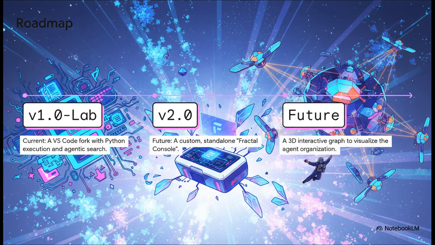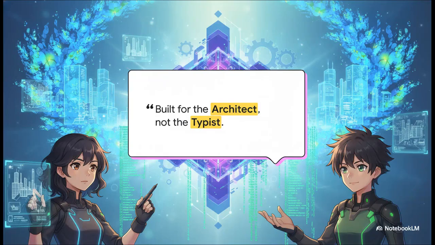The roadmap is just as ambitious. So the current version is this lab environment that runs inside VS Code. But the goal is to eventually move to a fully standalone fractal console and even include a 3D visualizer so you can literally fly through your AI organization and see how all the agents are collaborating in real time. How cool is that? And we end on this really powerful slogan, which just perfectly sums up the entire project.